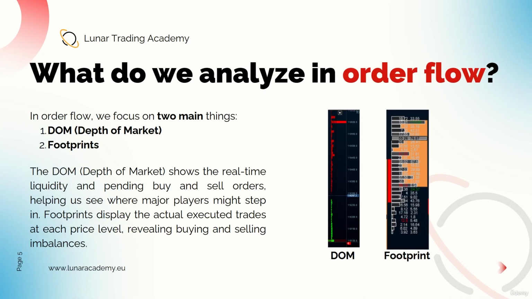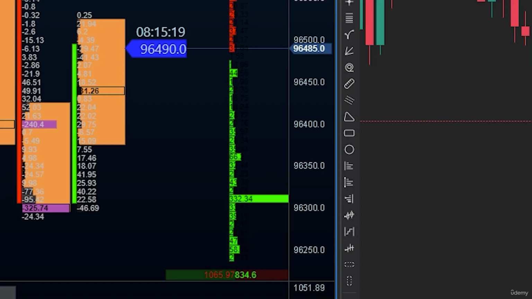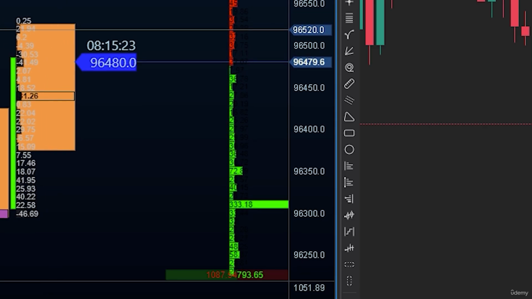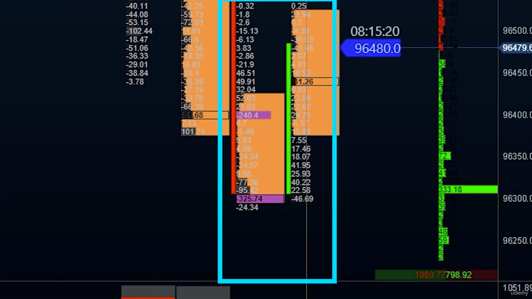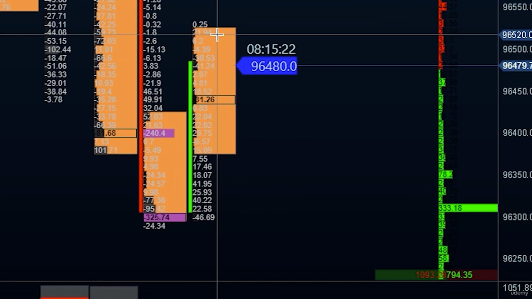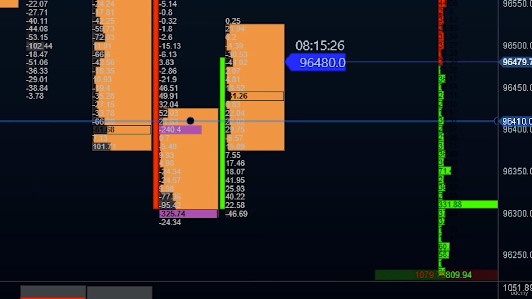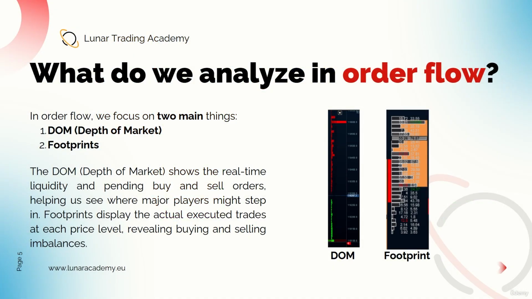Once the price reaches these levels, what exactly do we monitor? There are two primary things we track through order flow. First is DOM, depth of market, and footprints. The DOM shows us the real-time liquidity and pending buy and sell orders. These are also called passive participants of the market. Footprints, on the other hand, show us the aggressive market participants. Thanks to footprints, we know where the most volume was actually traded and how the price reacted to it. We will dive deeper into these functions in following videos.